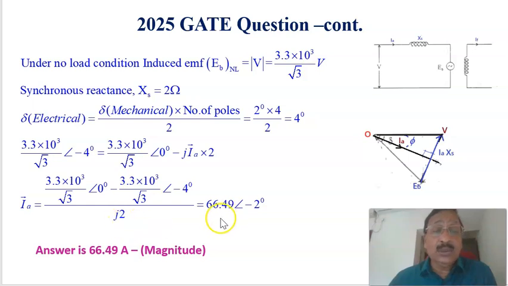divided by j2, and we get 66.49 at phase angle minus 2. Actually, this is also not to scale, but the current is lagging the voltage by 2 degree. Therefore, the magnitude of the armature current is 66.49 amperes, with a phase angle shift of minus 2 degrees. Therefore, the answer is 66.49 amperes.